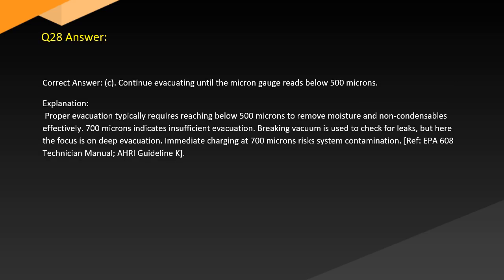Answer. Correct answer C. Continue evacuating until the micron gauge reads below 500 microns. Explanation. Proper evacuation typically requires reaching below 500 microns to remove moisture and non-condensables effectively. 700 microns indicates insufficient evacuation. Breaking vacuum is used to check for leaks, but here the focus is on deep evacuation. Immediate charging at 700 microns risks system contamination. Ref. EPA 608 Technician Manual, guideline K.